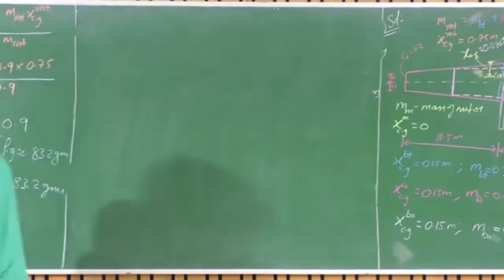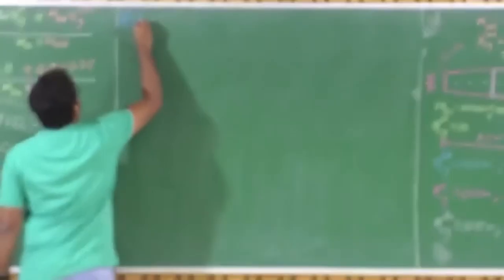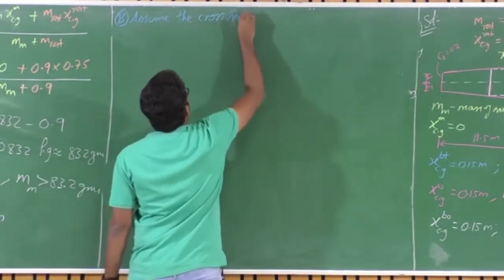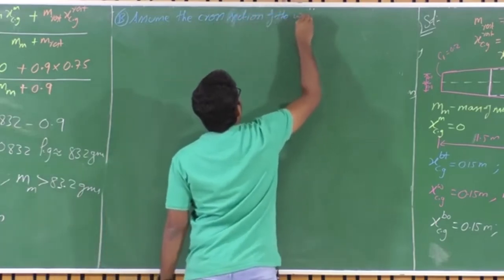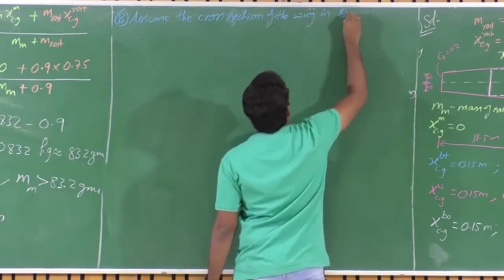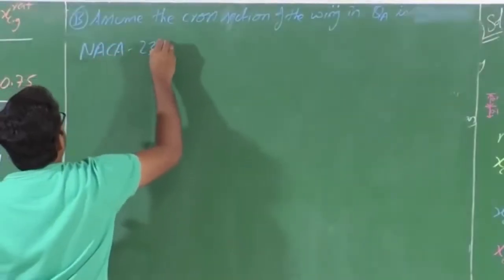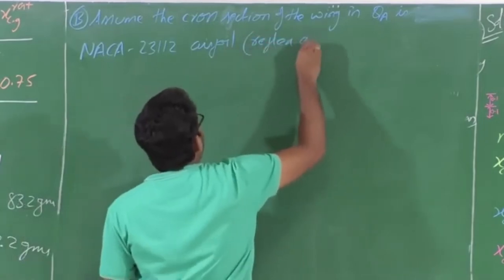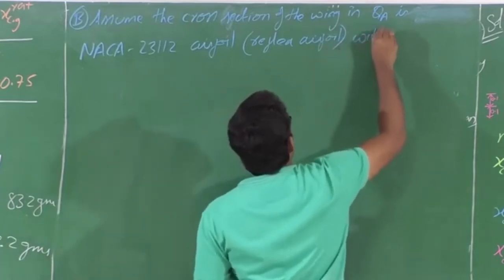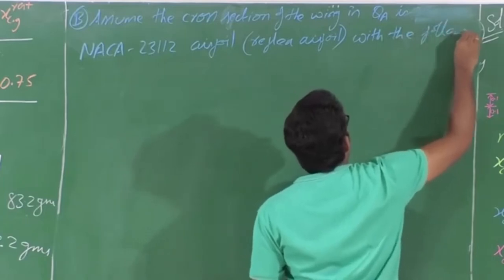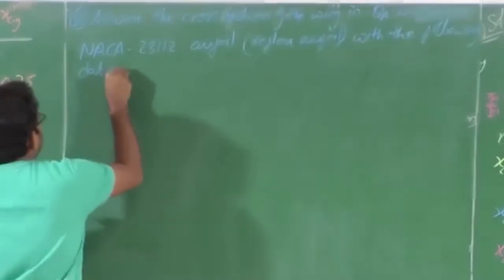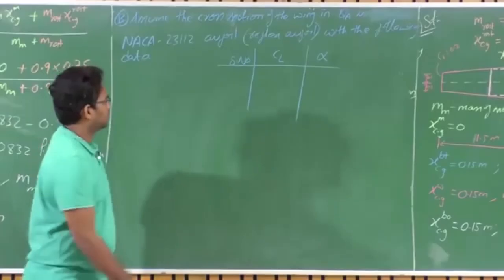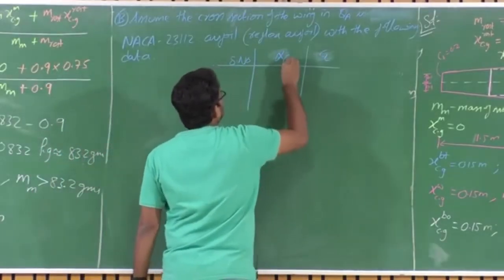So the second question, part B, is: assume the cross section of the wing in question 1, or question A, is a NACA 23112 airfoil, which is a reflex airfoil, with the following data. Alpha and CL, where alpha is in degrees.